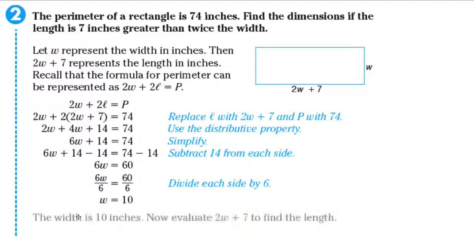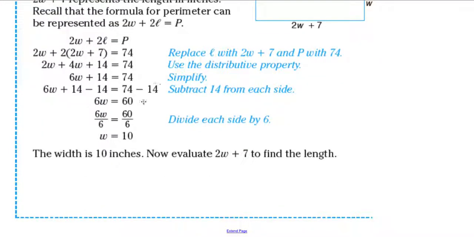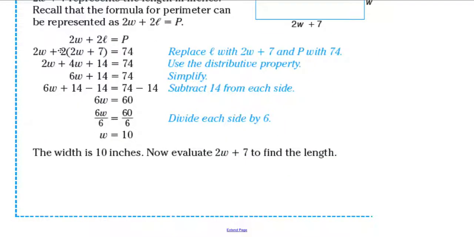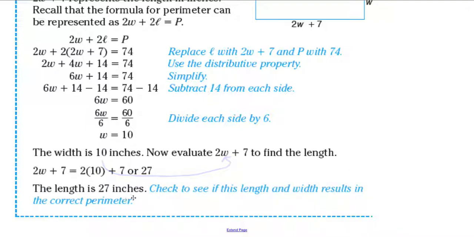Okay, so since the width is 10 inches, we now can evaluate 2W plus 7. Remember our let statement. Our length represents 2W plus 7. So we simply substitute 10 to W. And after doing that, we have now 2 times 10 plus 7, or 27. So the length is 27 inches.